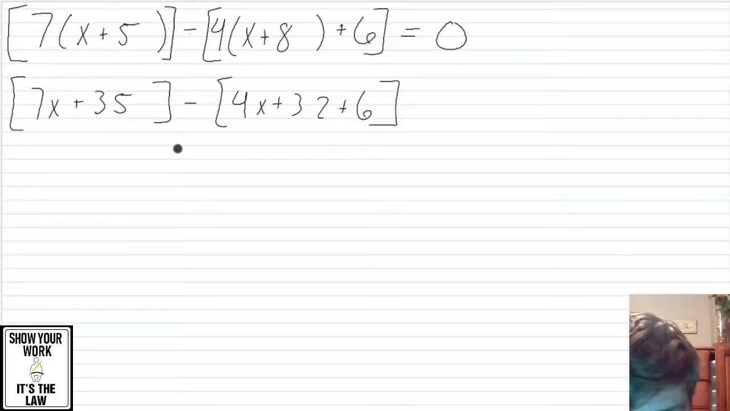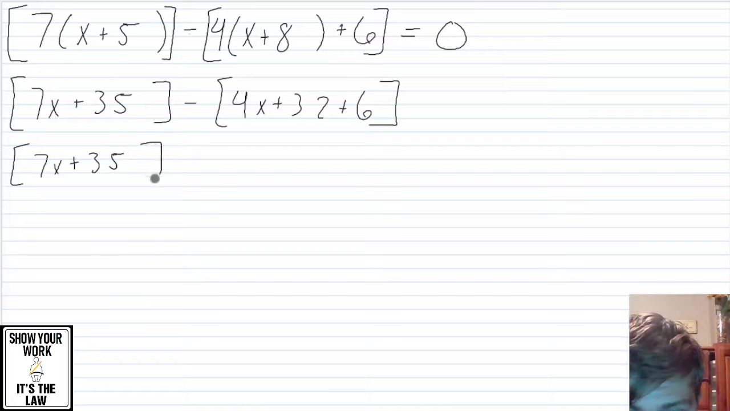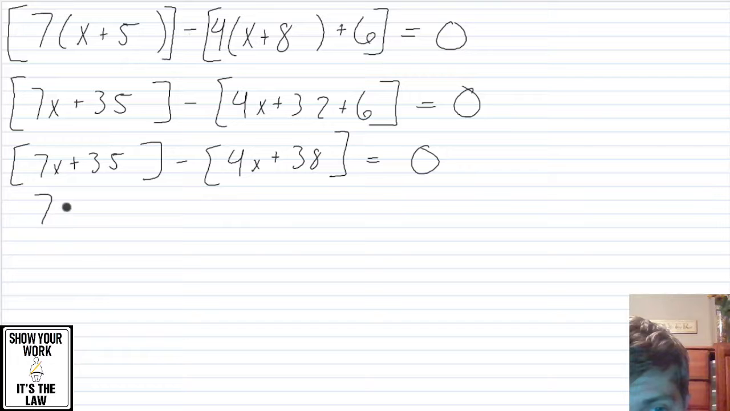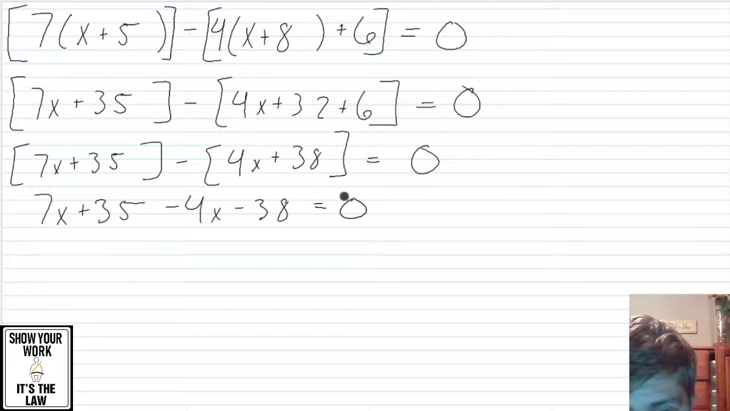All right. Well, we can combine inside the braces, so we'll do that. 7x plus 35 minus 4x plus 38. Oh, I forgot my equals 0. That's a problem. Equals 0. All right, now we can distribute the signs through. Negative 4x minus 38 equals 0. Combine like terms. 7x minus 4x equals 3x. 35 minus 38 is negative 3 equals 0.